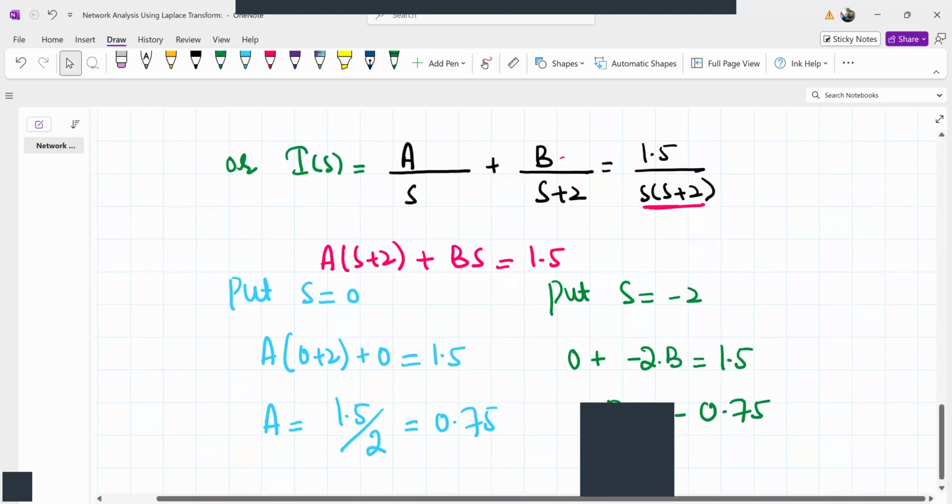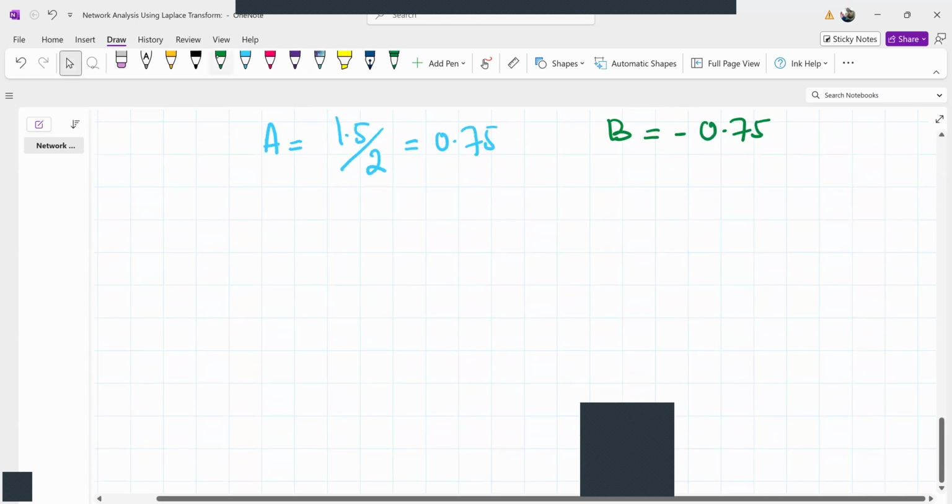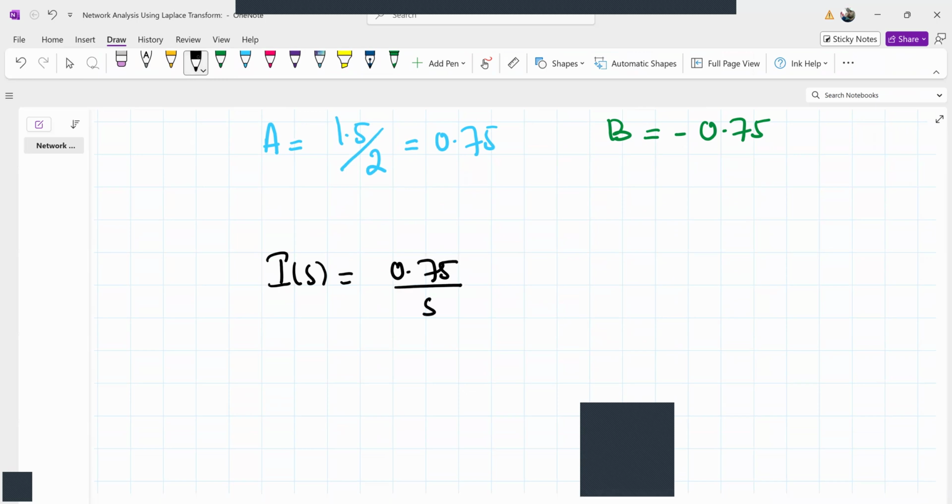Now substitute the value of a and b back here. What we'll get is I of s will be equal to 0.75 divided by s plus b, which is minus 0.75, divided by s plus 2.